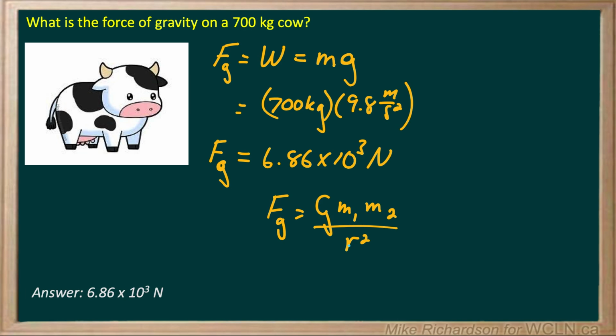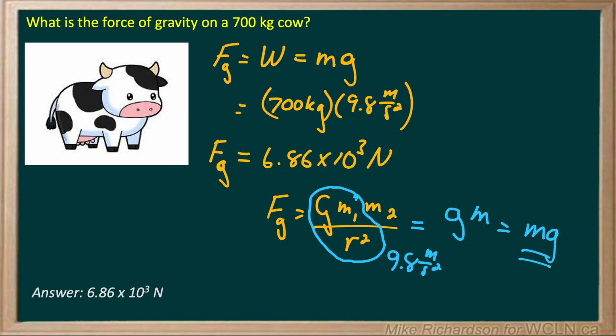The distance to the center of the Earth never changes. That's just the radius of the Earth, and g never changes. And it turns out, as long as we're using Earth values, that blue bit I've circled works out to 9.8 meters per second squared. So as long as you're on the surface of the Earth, this equation becomes g times m, or mg. That's where it all comes from in the first place.